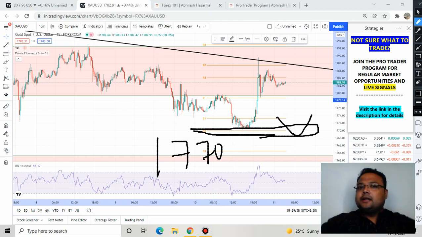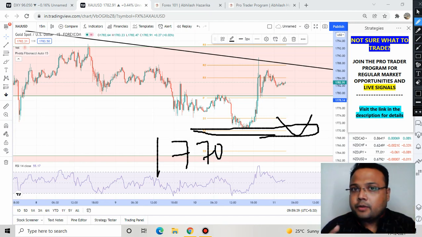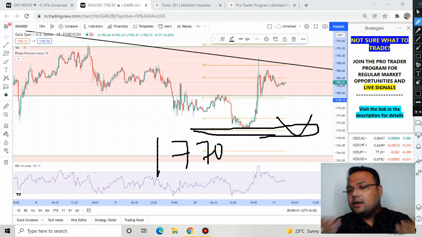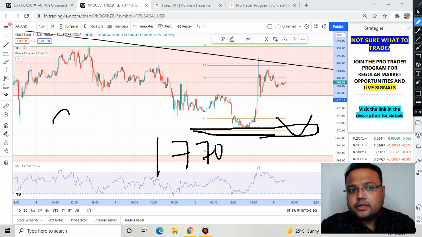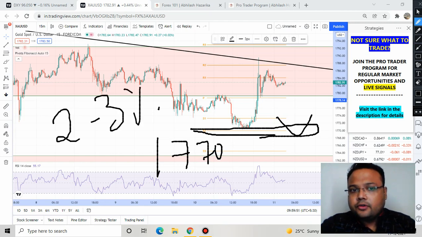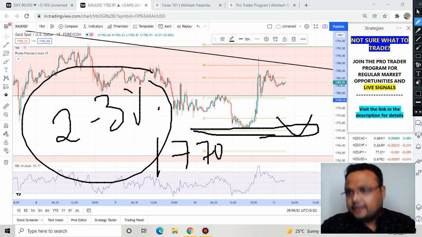But keep in mind that gold is very volatile and extremely risky, so please follow proper risk management, because this is my analysis. I can be wrong as well. For my wrong analysis, you should not be losing your hard-earned money. It's your duty to protect your capital, so do not risk more than 2 to 3% of your trading capital. Clear? So these are the trading opportunities for Monday.